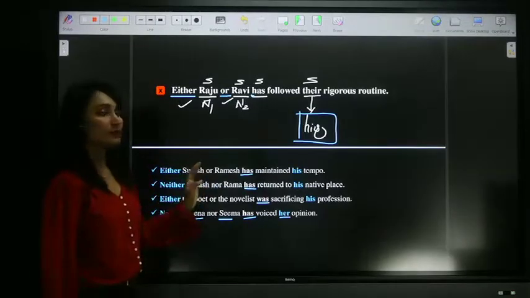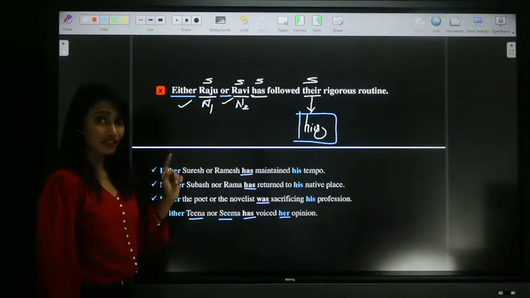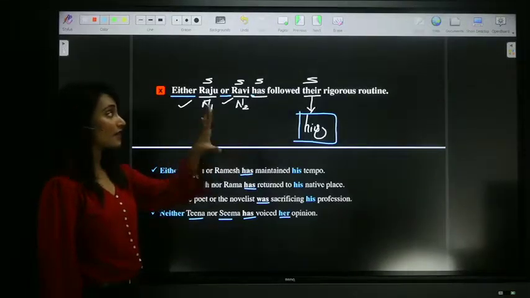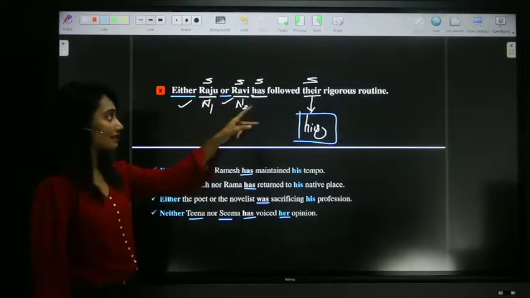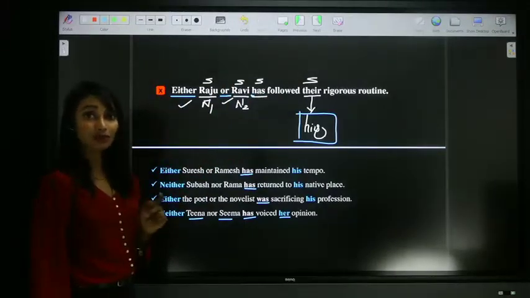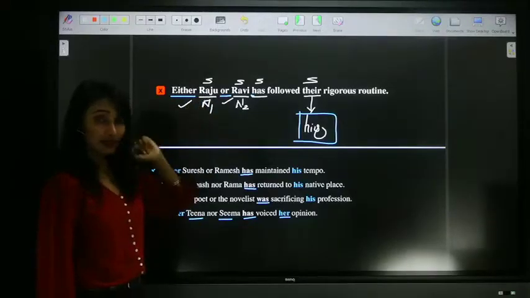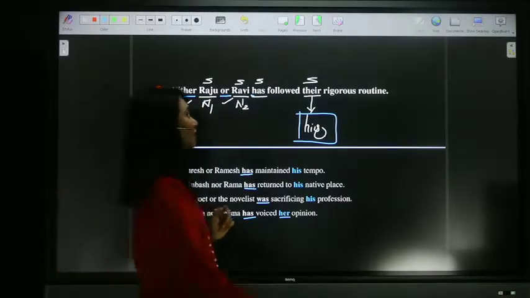So remember this principle of proximity and correlative conjunctions. We will discuss conjunctions in detail, but actually we have to know the concept in order to answer this. Why it should be singular means that is the rule. Principle of proximity, because they are connected with correlative conjunctions. Now look at the next one.